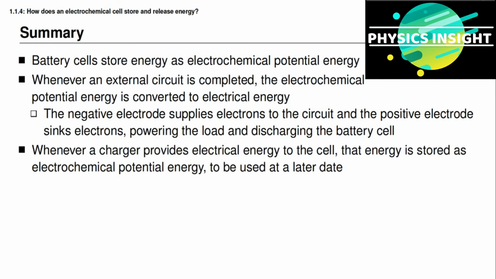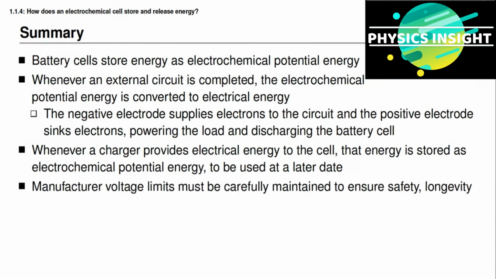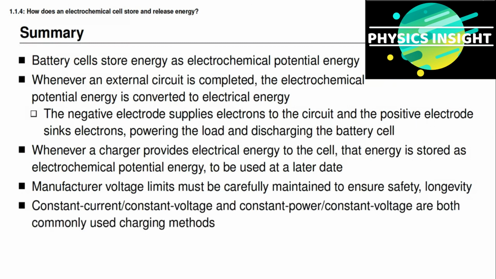In a rechargeable or secondary battery cell, whenever the charger provides electrical energy to the cell, that energy is stored as electrochemical potential energy again that can be used at a later date. When we charge a battery cell, we must be careful to maintain the cell within manufacturer-specified voltage limits to ensure safety and to ensure life is as long as possible. There are two commonly used modalities for charging a battery cell, and these are known as constant current, constant voltage, and constant power, constant voltage.